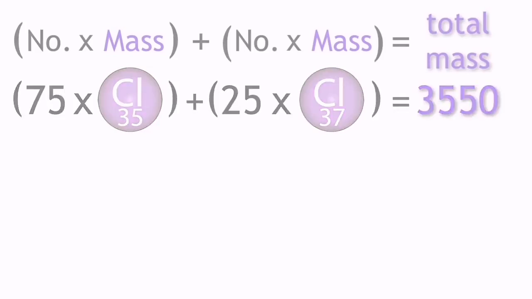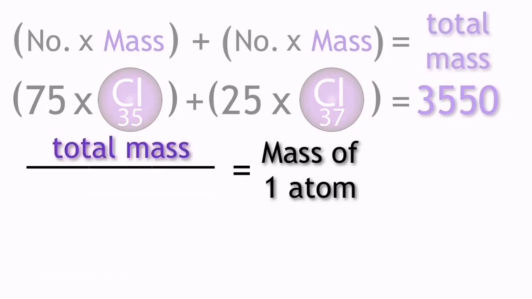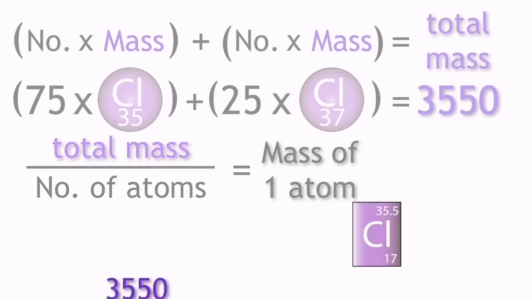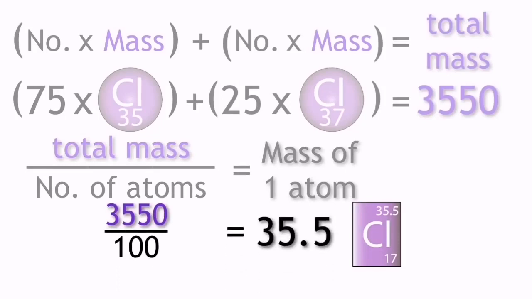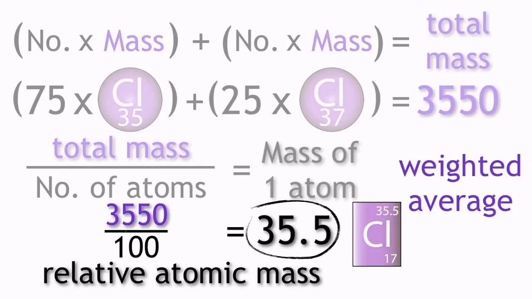3,550. The mass of one atom will be the mass of the total number of atoms divided by the number of atoms. So the mass of one atom of chlorine would be 3,550 divided by 100, 35.5. The relative atomic mass has a value closer to 35 because there are more atoms of chlorine-35 than chlorine-37. It is a weighted average.